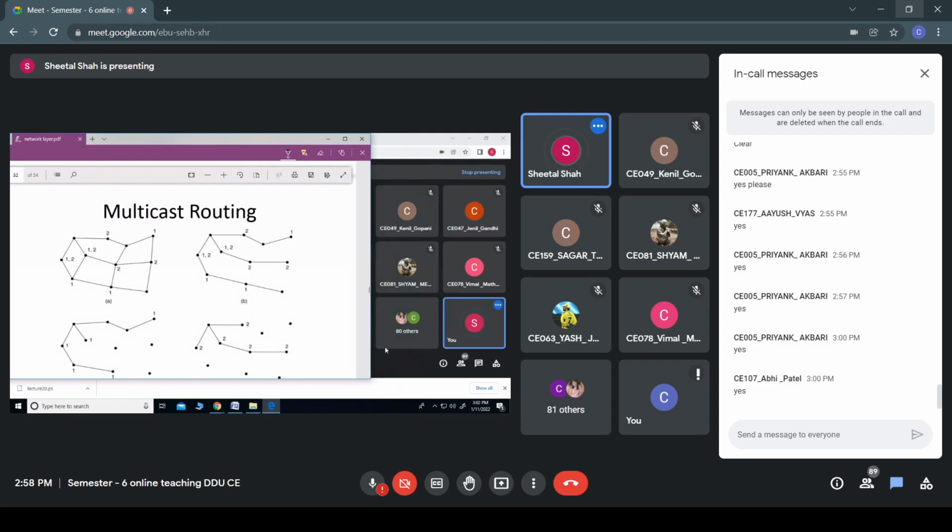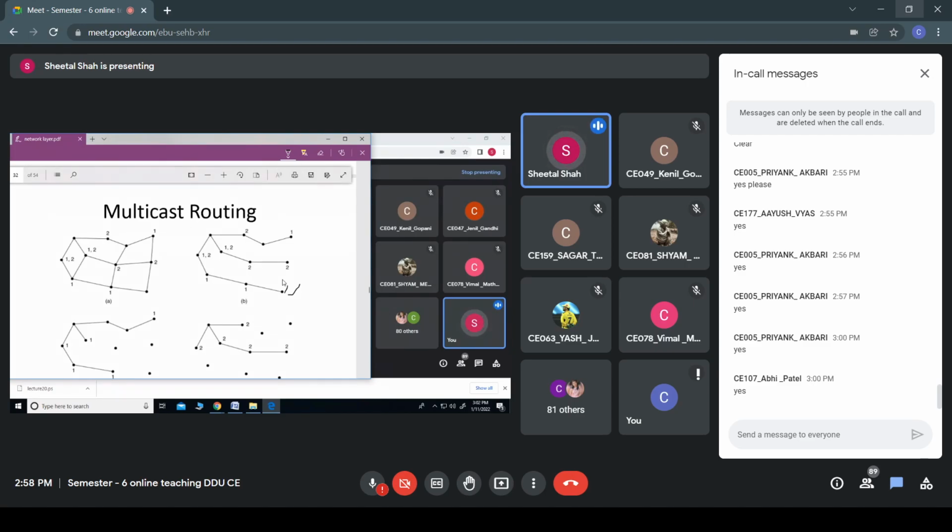In case of broadcasting, every host within the network would get the broadcast message. Whereas in case of multicast routing, only a subset of the routers who are interested in, or who have subscribed to a particular network, so only those would get the message, whereas the rest would not get the message. So that is nothing but the multicast.